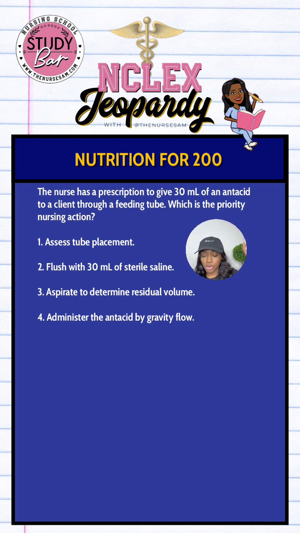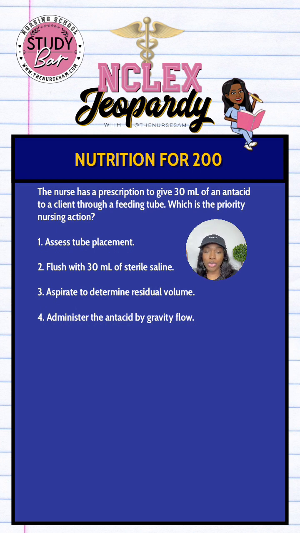Okay, here we go. This is nutrition for 200. The nurse has a prescription to give 30 milliliters of an antacid to a client through a feeding tube. Which is the priority nursing action? 1. Assess tube placement. 2. Flush with 30 milliliters of sterile saline. 3. Aspirate to determine residual volume. Or 4. Administer the antacid by gravity flow.